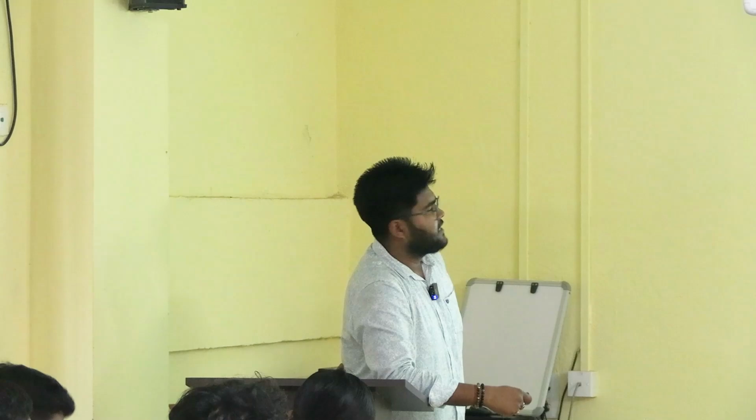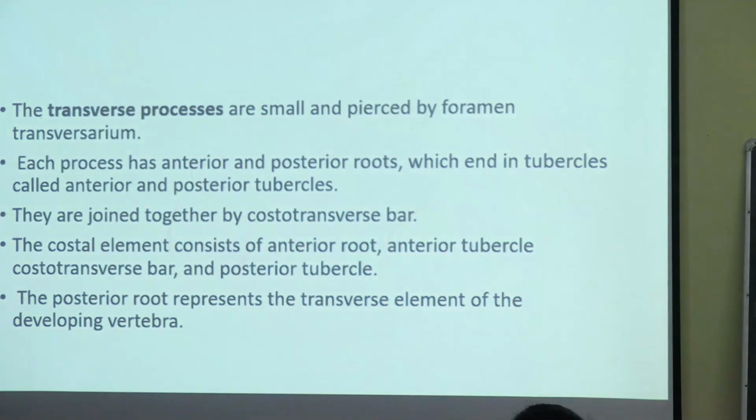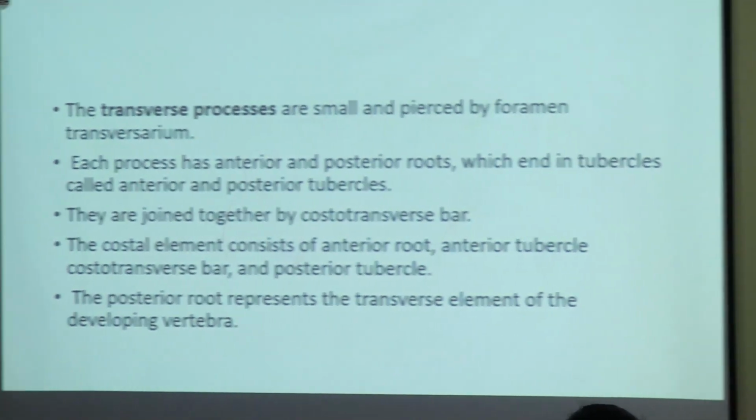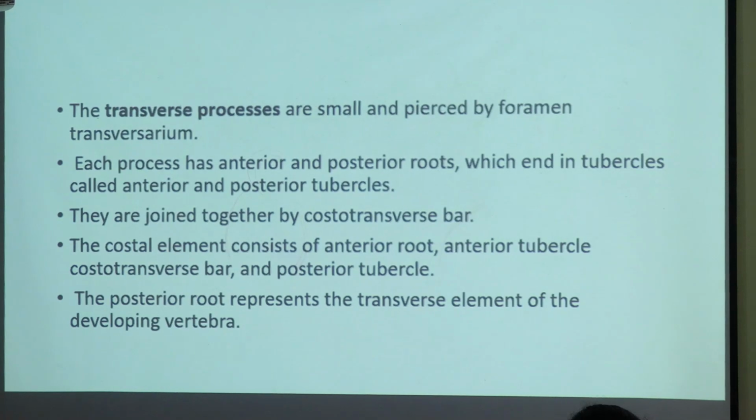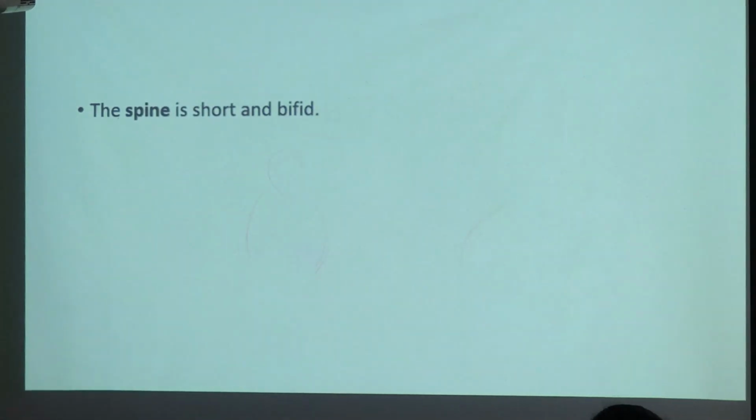Next, the transverse process. Here you all know the anterior root, anterior tubercle, posterior root, and posterior tubercle are present, and the spine is short and bifid.